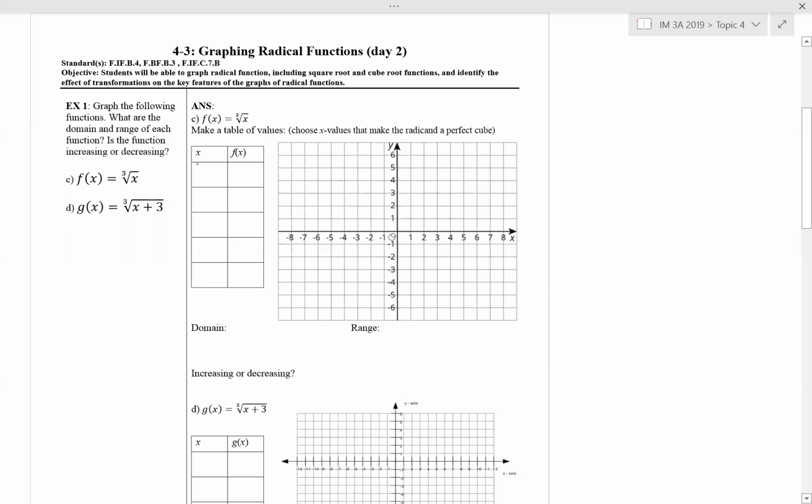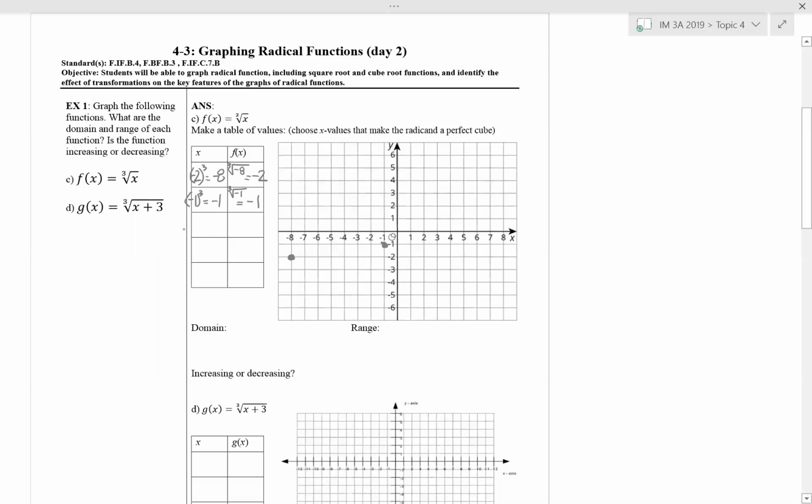So I'm actually going to do two negative numbers, 0, and 2 positive. So if I think about negative 2 to the third power, that's negative 8. And so I want to use that because then the cube root of negative 8 is negative 2. So my first point is going to be negative 8, negative 2. Then I want to use negative 1 cubed, which is negative 1, because then the cube root of negative 1 is negative 1. So my second point is going to be negative 1, negative 1.